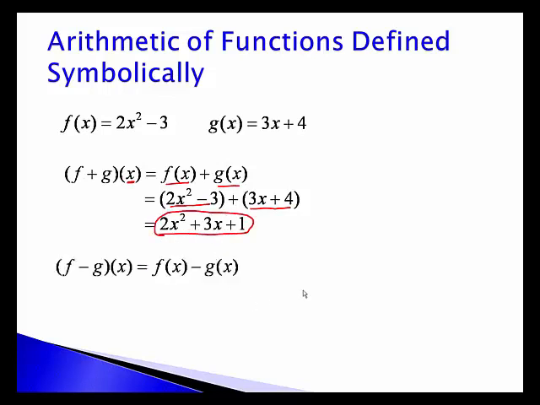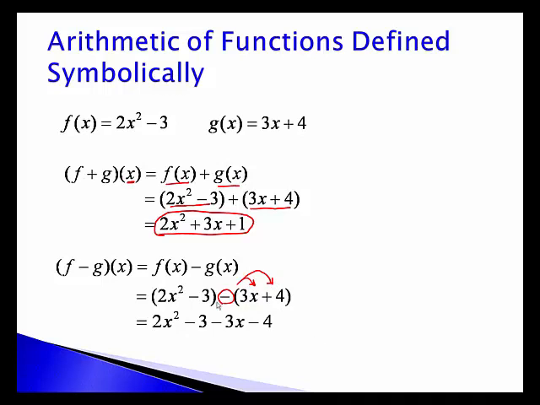Now what I want to do is a subtraction using those same two functions. I want to find f minus g of x. Well, once again, remember it's f of x minus g of x. Remember I told you you might want to put these in parentheses, and here's the reason. Remember this sign right here will affect everything in here. So your next line here is 2x squared minus 3 minus 3x minus 4.